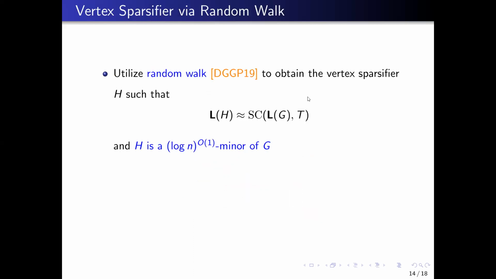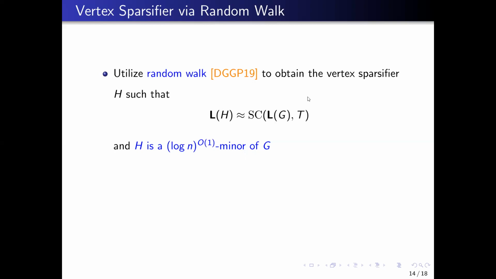In order to resolve this issue, we utilize the random walk approach proposed by Durfee and others to construct a vertex sparsifier and implement that elaborately in the CONGEST model. This new vertex sparsifier approximates the Schur complement of LG onto T, and meanwhile is a log n to big O(1) minor of G.